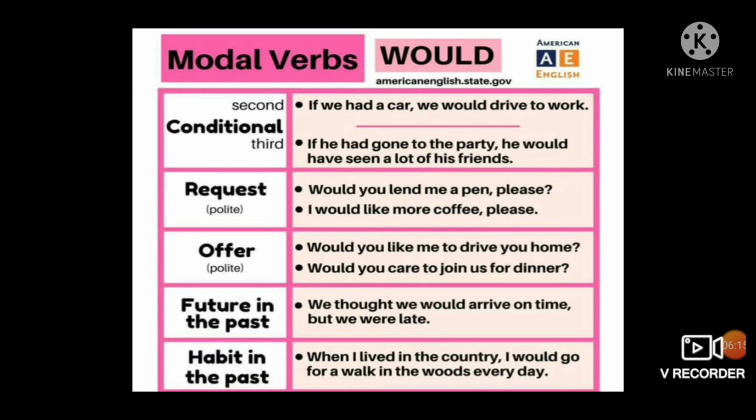Then future in the past. So we thought we would arrive on time, but we were late. Then habit in the past. So when I lived in the country, I would go for a walk in the woods every day. So once we had a habit of going for a walk in the woods every day. So while expressing a habit in the past, we can use would also.